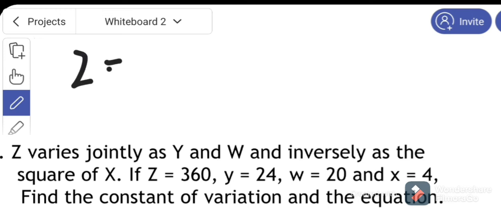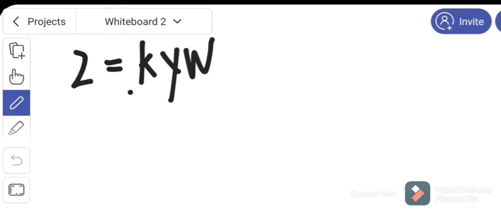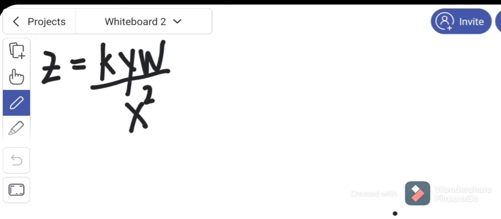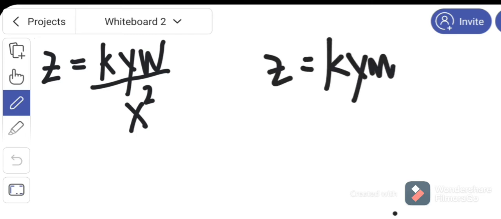So we will write the equation. Z varies jointly, meaning we will multiply this with our constant of variation, Y, W, and inversely as the square of X squared. So this is Z. Then, let's have the solution for the formula for the constant of variation. We derive Z equals kyw over x squared.